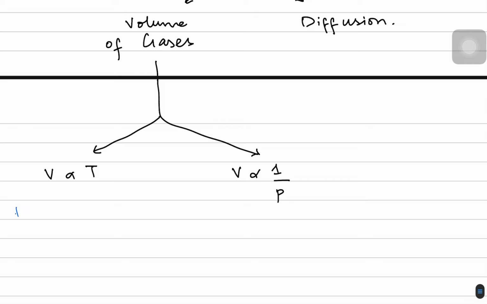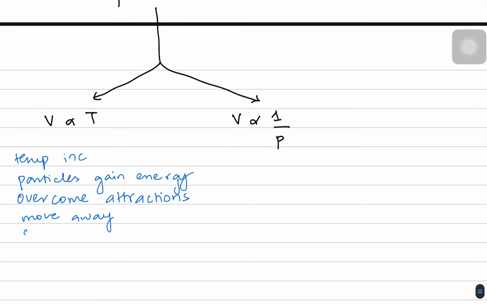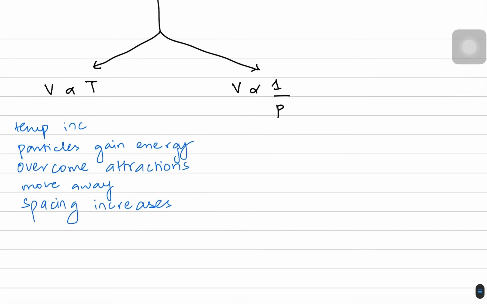So when temperature increases, particles gain energy. When they gain energy, they overcome their attractive forces, they overcome their attractions between each other and move away. And when obviously they move away, spacing between them increases. So as a result, volume increases.